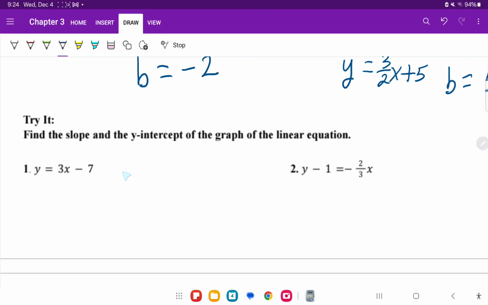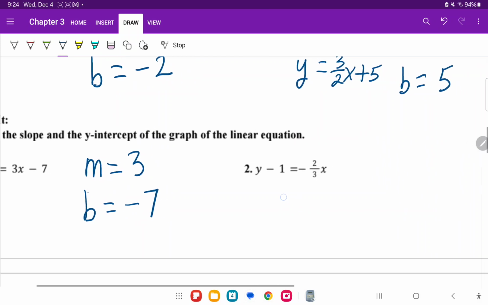Okay, so on number 1, the slope is the number right in front of the x. So that's going to be the 3. And the intercept is this number over here at the end, so it's a -7.